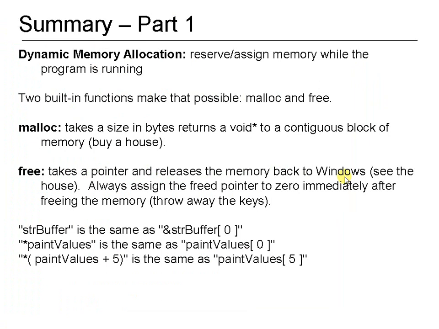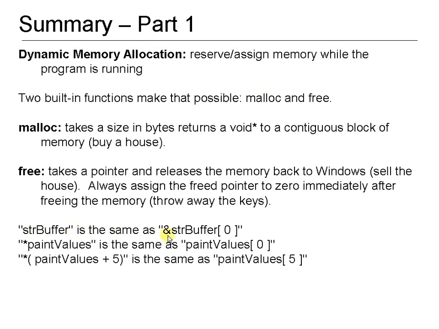So, in summary, dynamic memory allocation is where you reserve or assign memory while the program is running. There are two built-in functions that make that possible, malloc and free, and they're both in the standard library, stdlib.h. Malloc takes a size in bytes and returns a void pointer to a contiguous block of memory. And the land analogy is you buy a house or plot of land. Free takes a pointer and releases the memory back to Windows. You sell the house. Always assign the freed pointer to zero immediately after freeing the memory. So basically you're throwing away the keys to the house so you can't get back in.